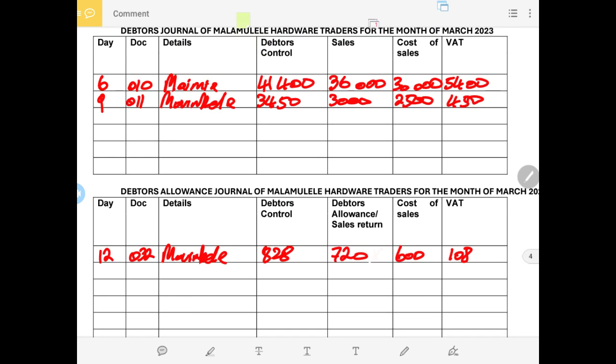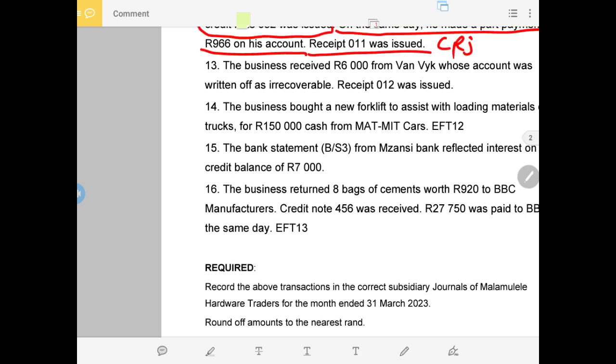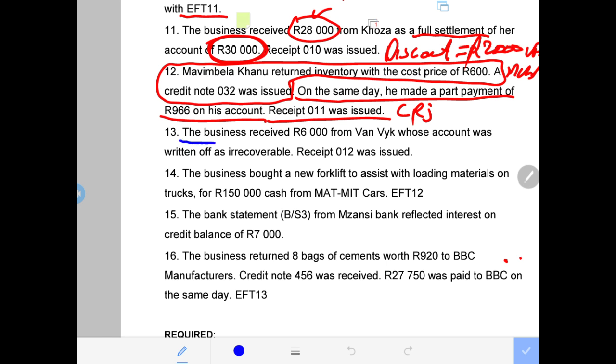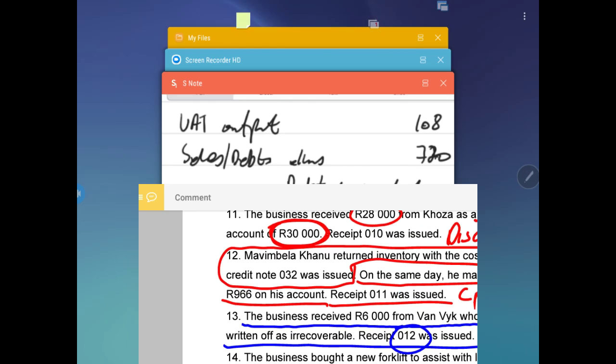And I hope this is the only one that we have. We normally don't have many returns when it comes to returns. Number 13 leaves us only with 3 transactions, 14, 15, and 16. The business received 6,000 from Van Wyk, whose account was written off as irrecoverable. Receipt number 12 was received. This one is a must record.